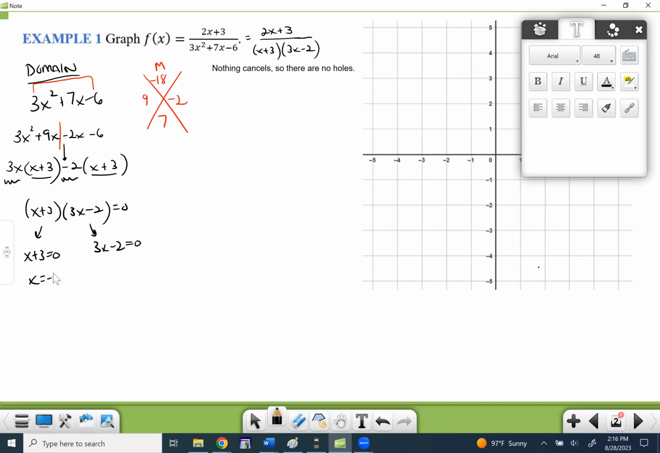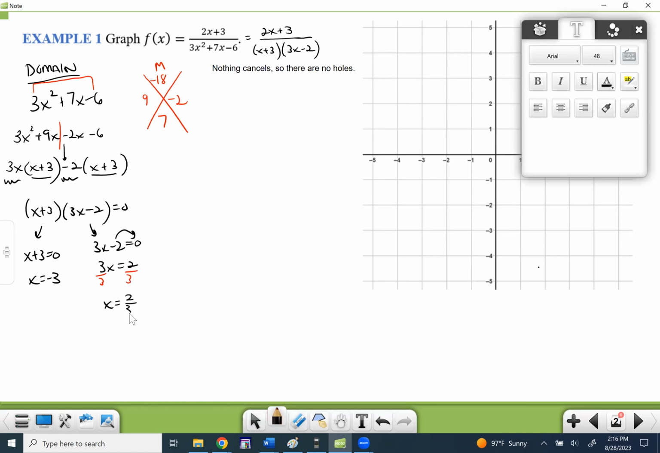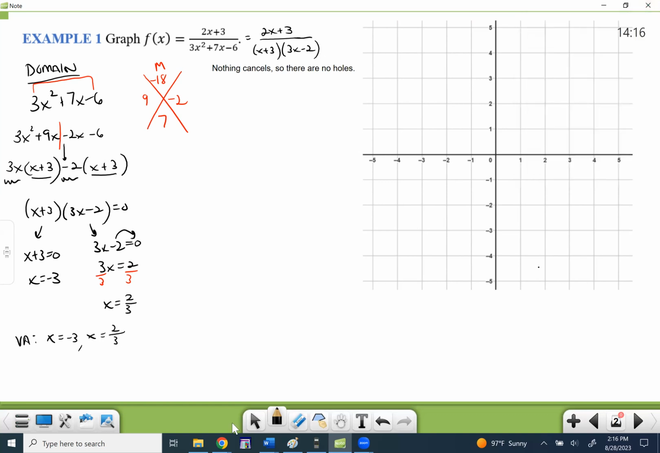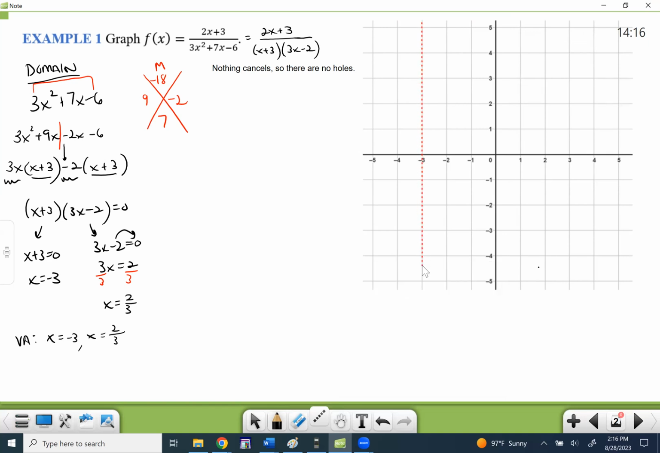So x equals -3, and for the other, we move the 2 over and then divide by 3. So x equals 2/3. These are going to be vertical asymptotes of the function. I'm going to go ahead and graph those right now. We'll make sure they're dotted since they are vertical asymptotes. They're not part of the graph. Anything that's dashed is not part of the graph.